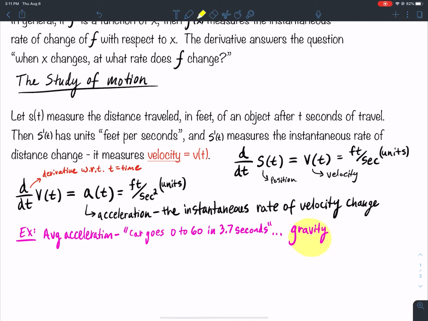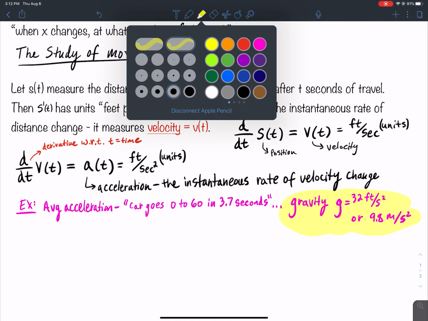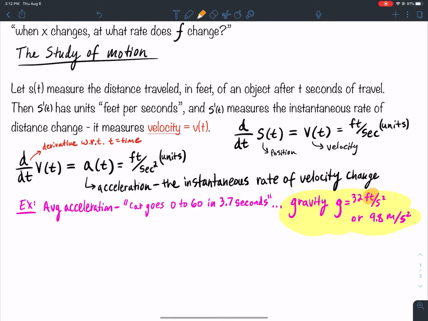For gravity, the units of acceleration in feet, we're going to use 32 feet per second squared. For meters, it's 9.8 meters per second squared. So those are the two numbers that you're going to use. Make sure you have these numbers down, so if you're ever doing a physics problem with gravity, you know which one to use based on whether the problem has feet or meters in it.